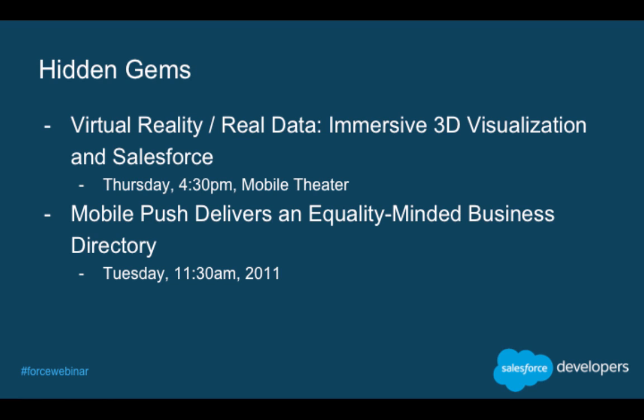An interesting session I found when I was leafing through them is Mobile Push delivers an equality-minded business directory. And this session really has everything. It's a project to build a non-profit directory of businesses supporting equality, I think in Indiana, but it encompasses the marketing cloud, non-profit, and the Internet of Things. So there's a lot going on in that one, and it sounds like it's going to be fun.